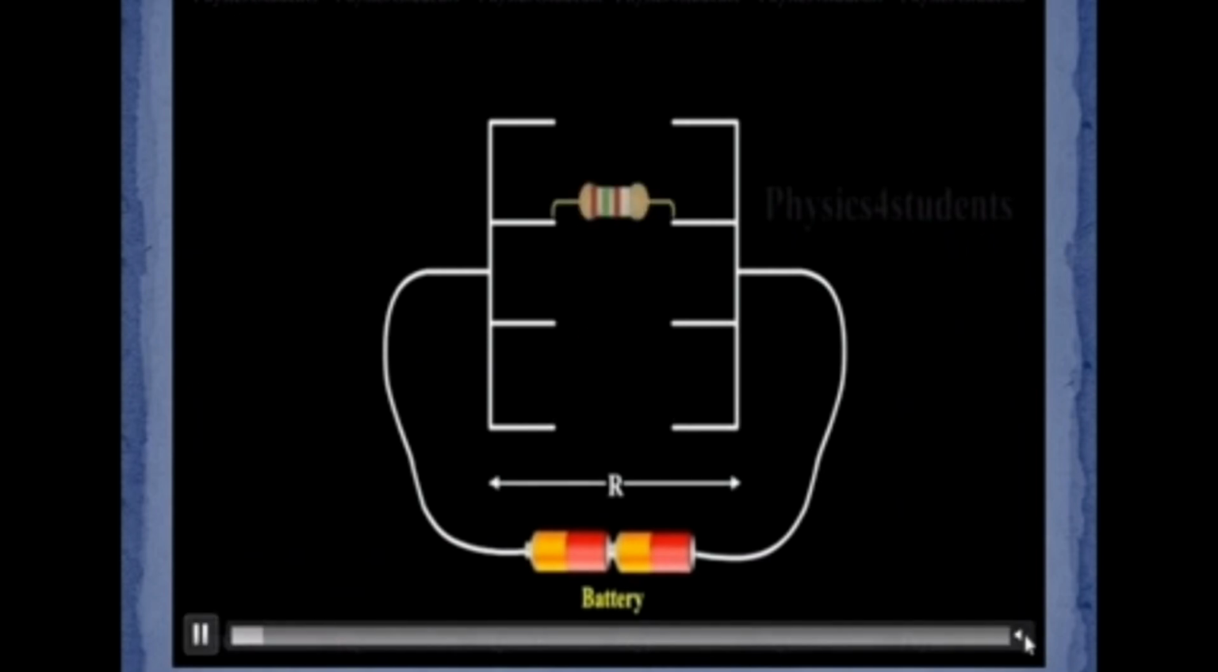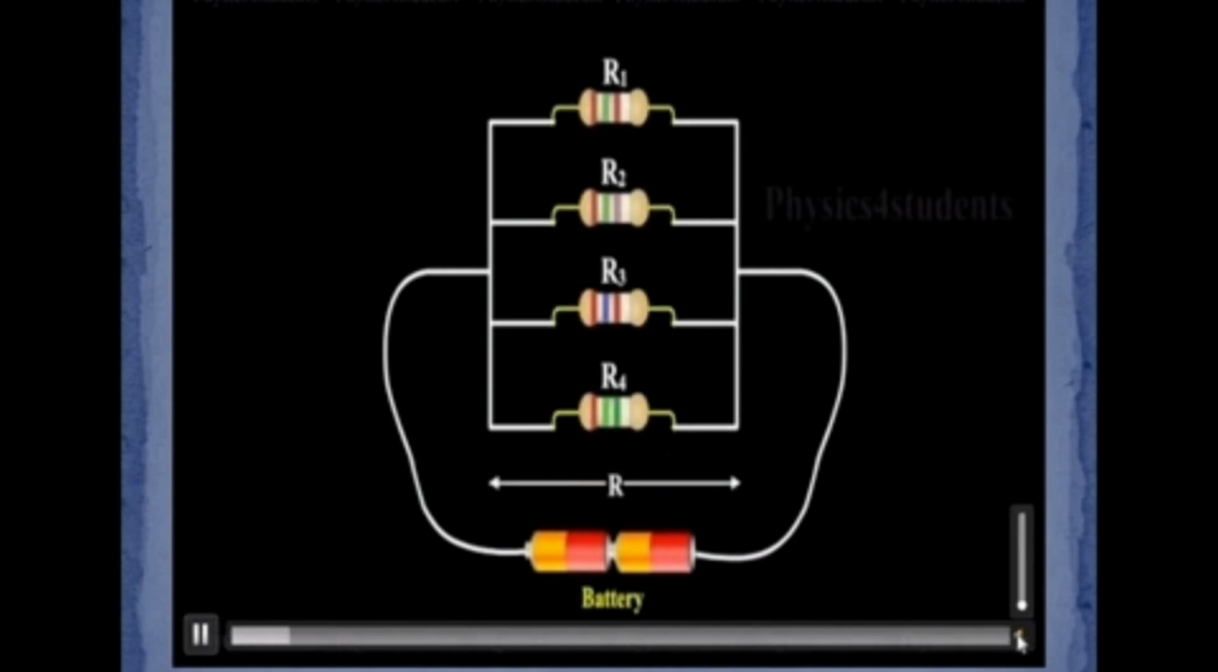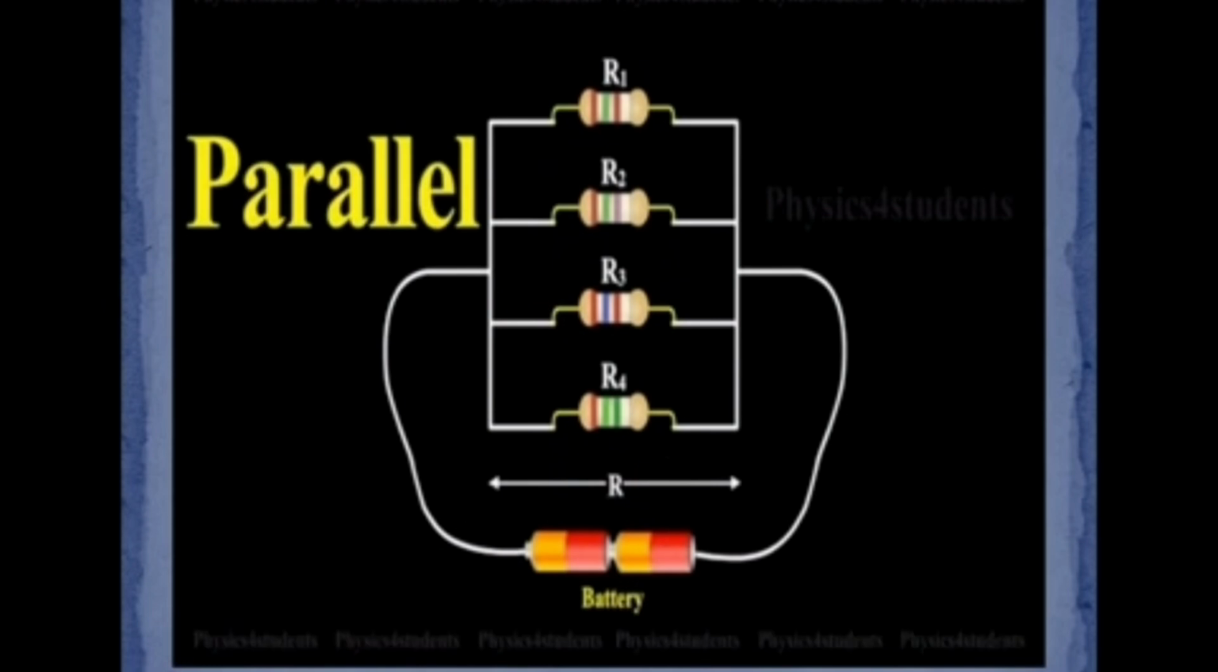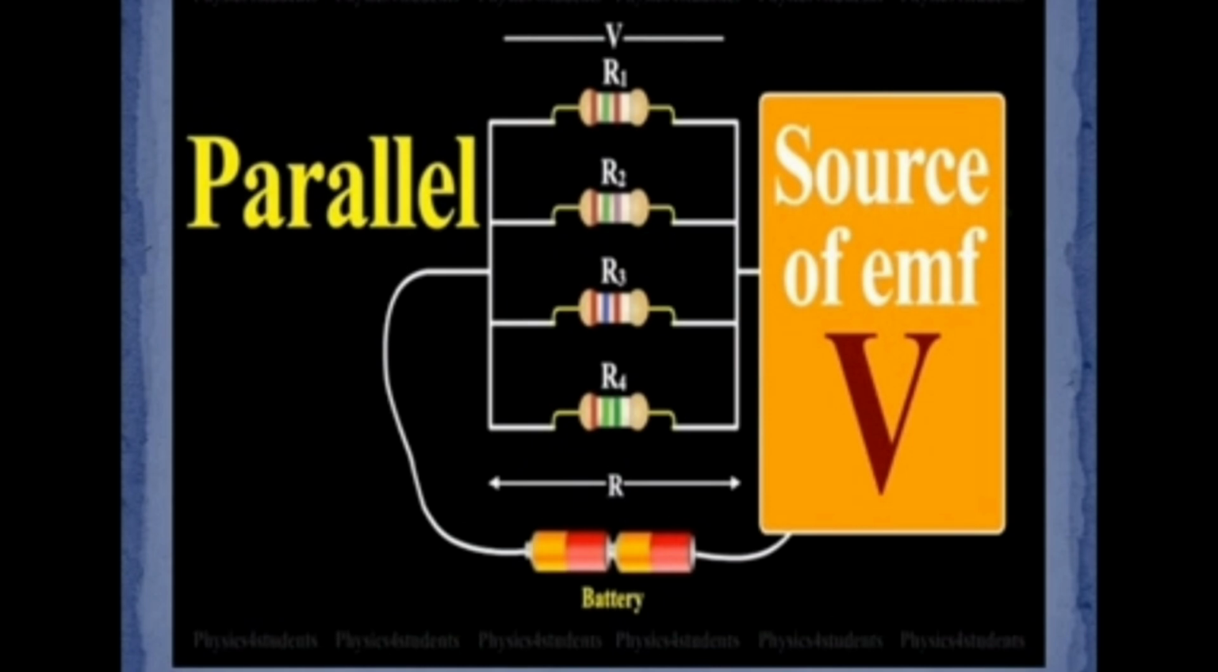So parallel அப்படிங்கிறது R1, R2, R3 and R4 is connected in parallel. Here the total resistance equal to R. So potential V is common for all the resistors. V common. So V வந்து எல்லா ரெசிஸ்டன்ஸ்க்குமே காமன்.